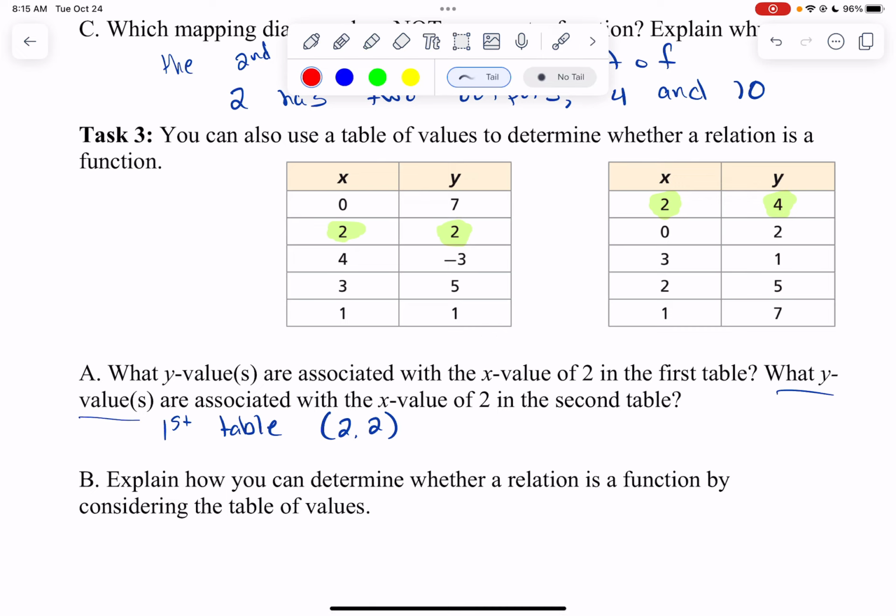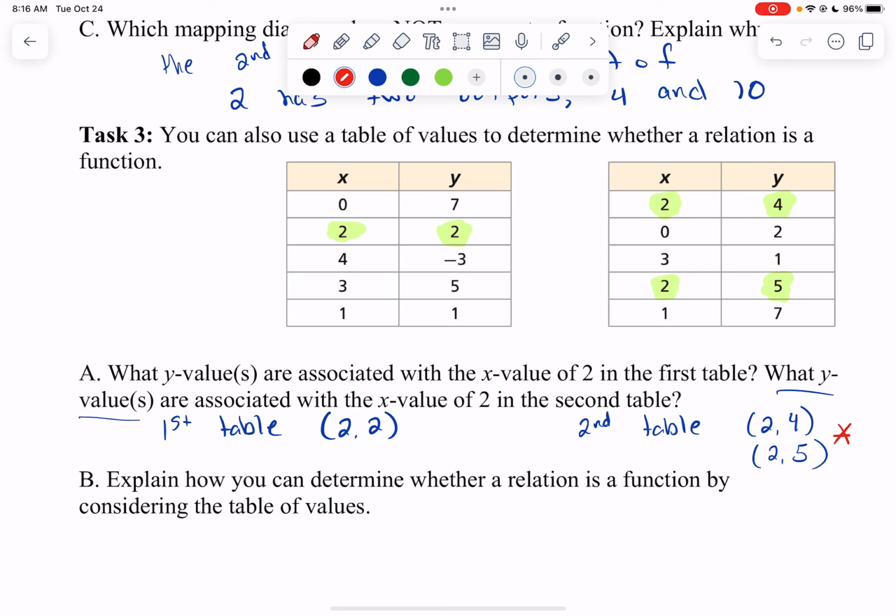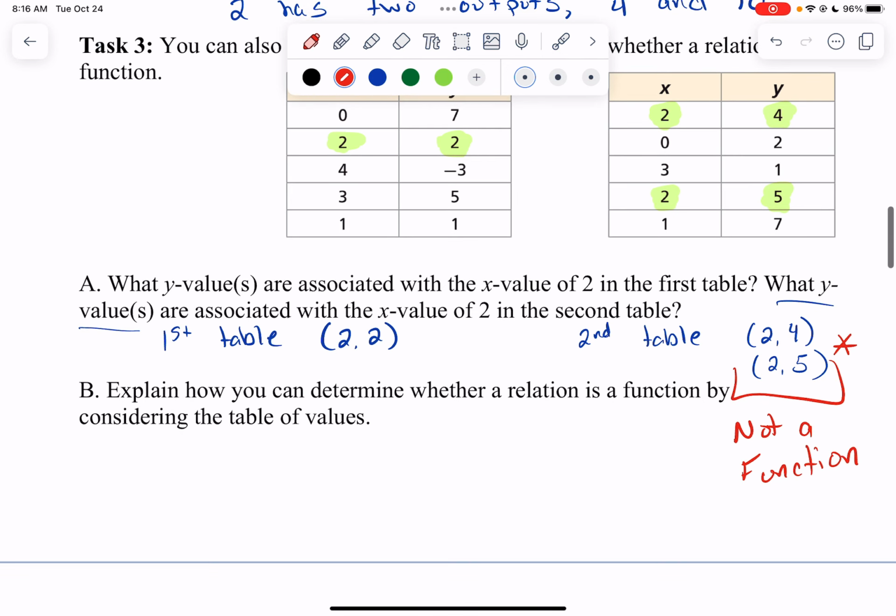But if you look at all the rest of these, 0, 3, we have another one there, input of 2, output of 5. So in the second table, we have an input of 2, output of 4, but we also have an input of 2, output of 5, which means this is not a function, because my input of 2 has 2 different outputs.